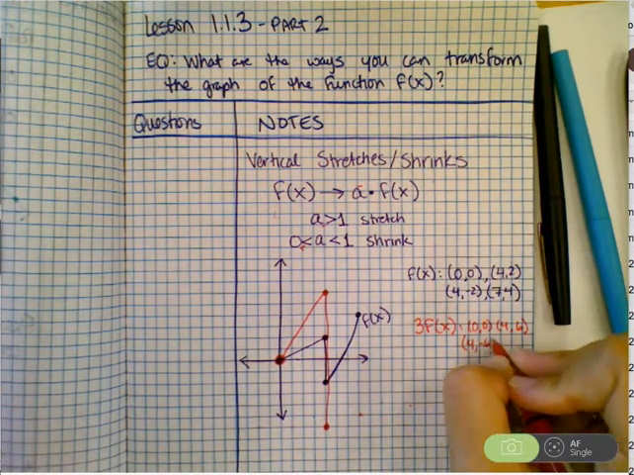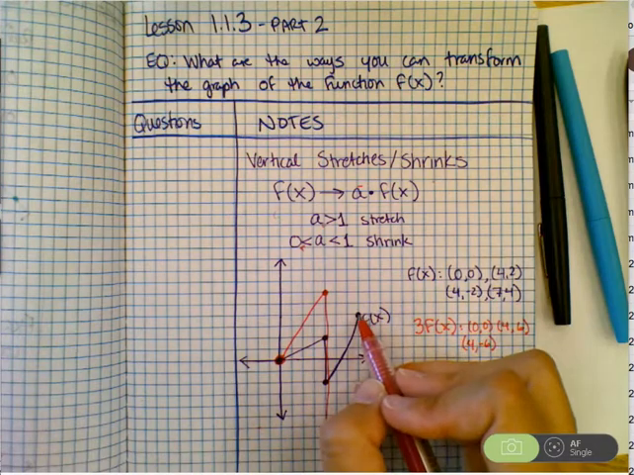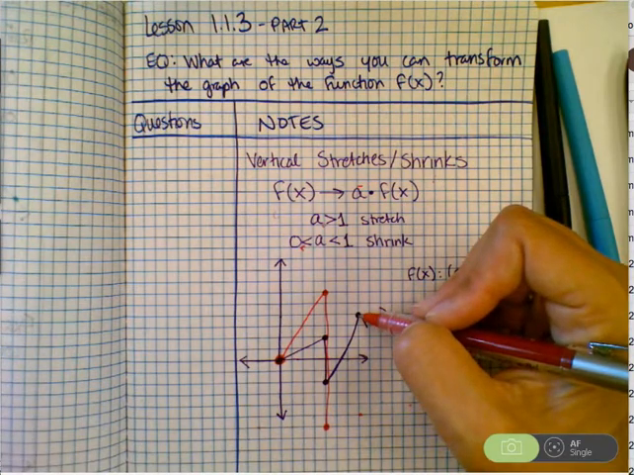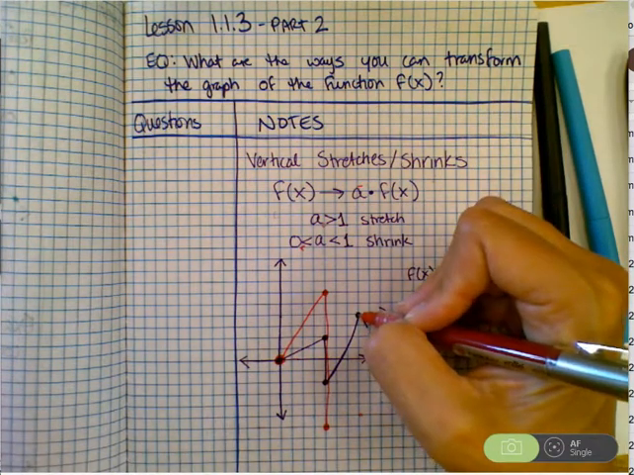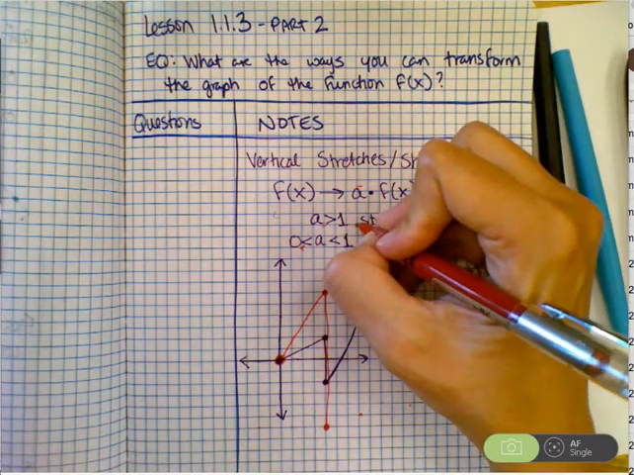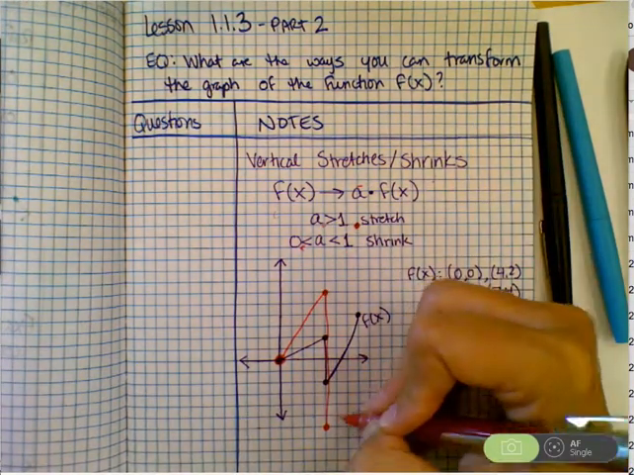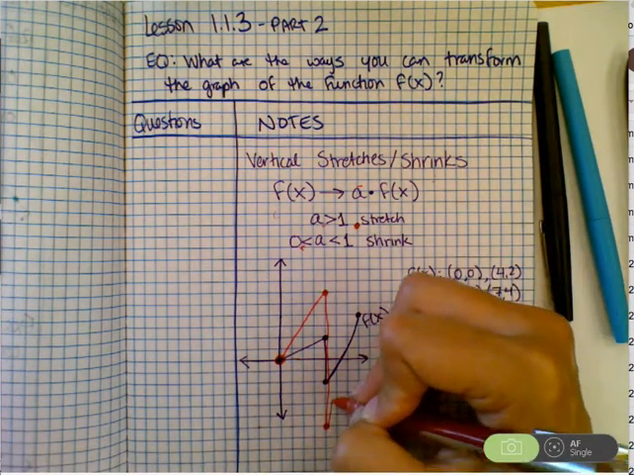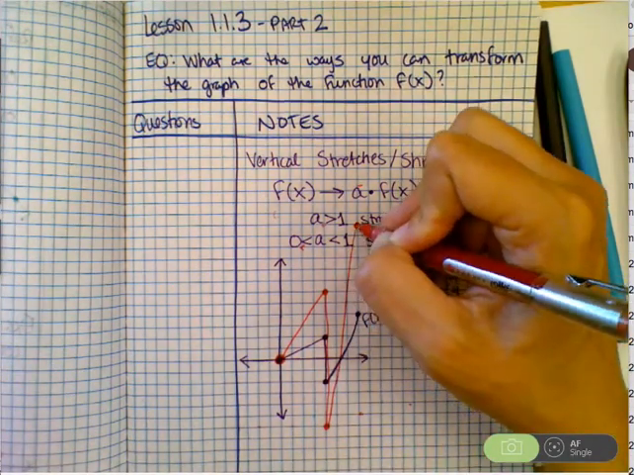4, negative 6. And then this last point, right now it's at 7 and 4. Again, I want to stretch it by 3, so I'm going to do 4 times 3, and 4 times 3 gives me 12. So there's 4, 5, 6, 7, 8, 9, 10, 11, 12. So that one ends up way up there. Oh gosh, I wish I had a ruler, but I don't. So we're just gonna do this anyway.